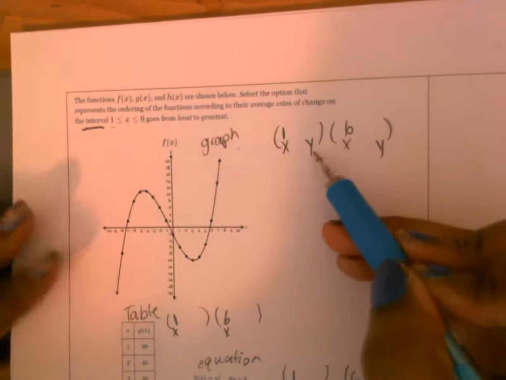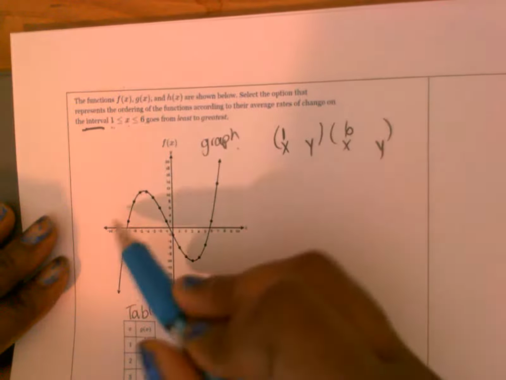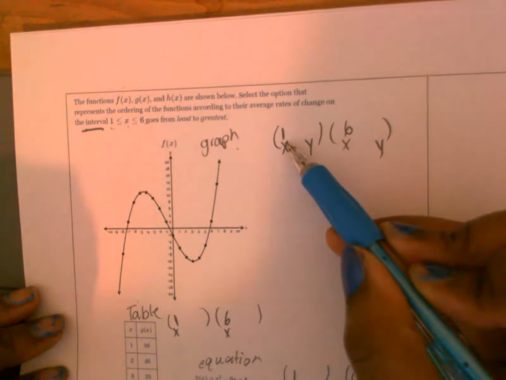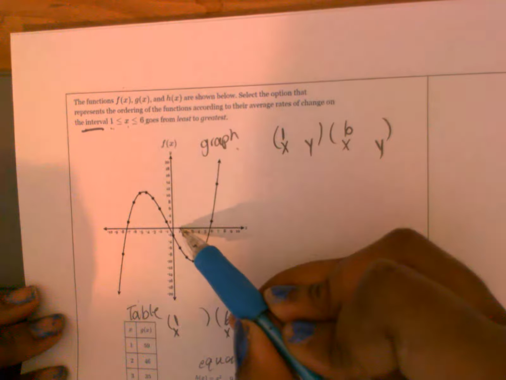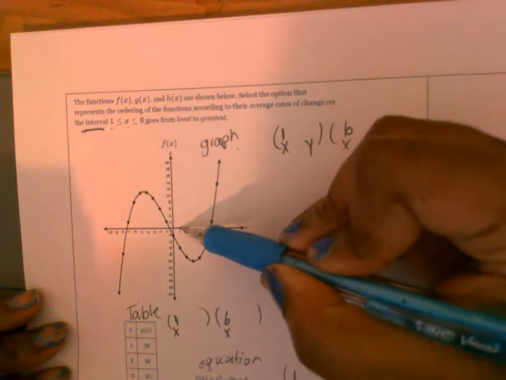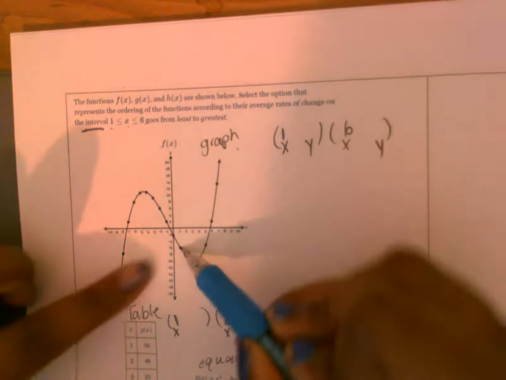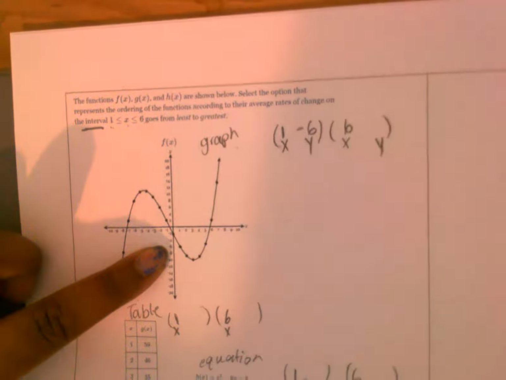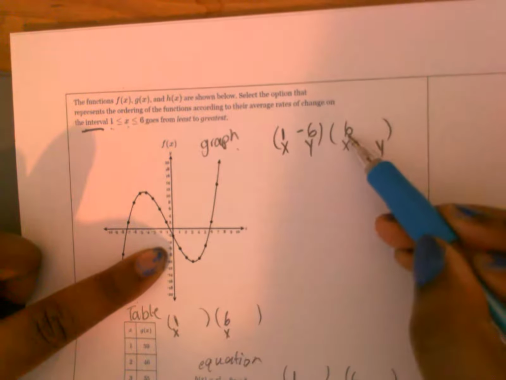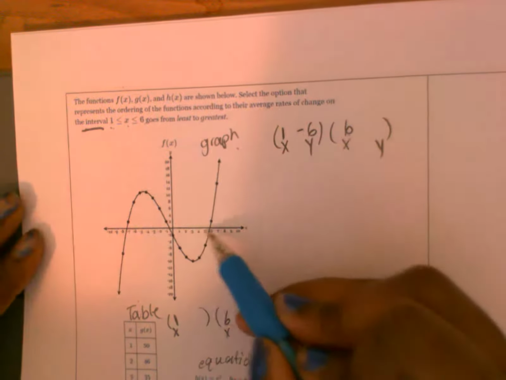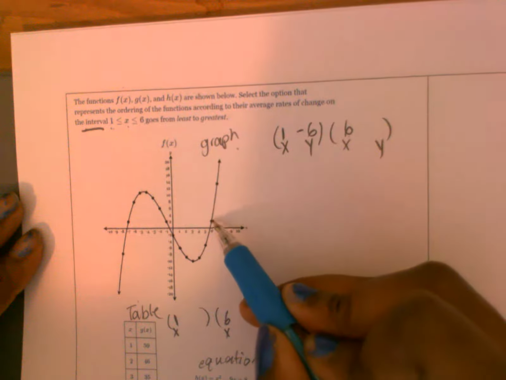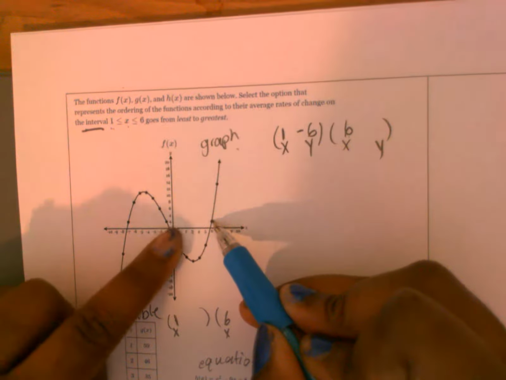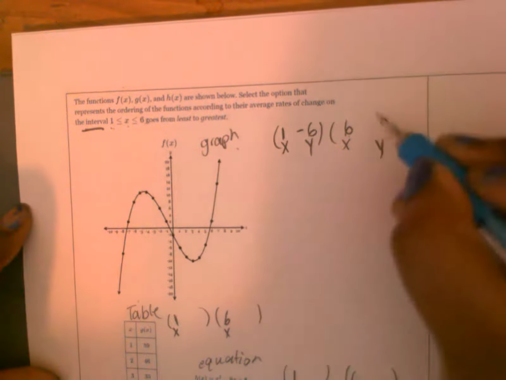So to figure out the y value for the graph, you just find where x is 1. So x is 1 right here. And for your y value, go to the line. Your y value is negative 6. So you're going to put negative 6 for that one. Then you're going to find positive 6. Positive 6 is right here. And go up to the line. And the y value for positive 6 is going to be 2.